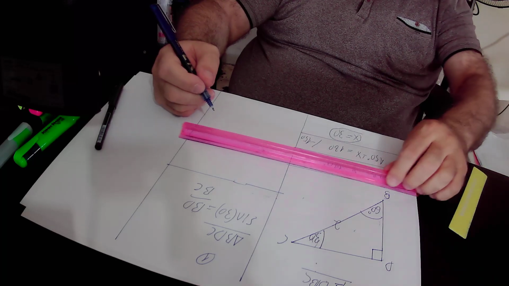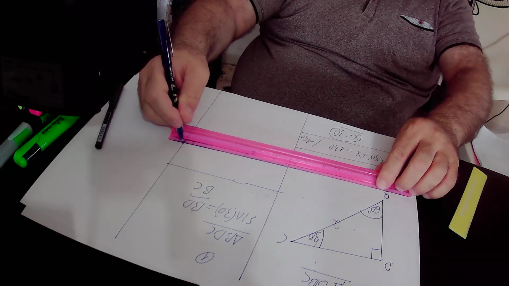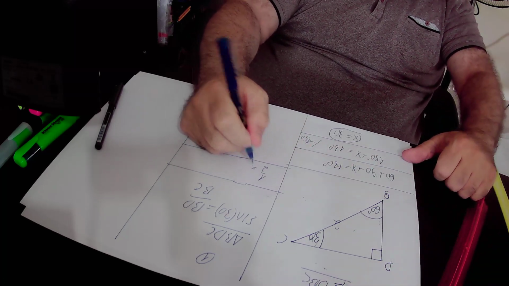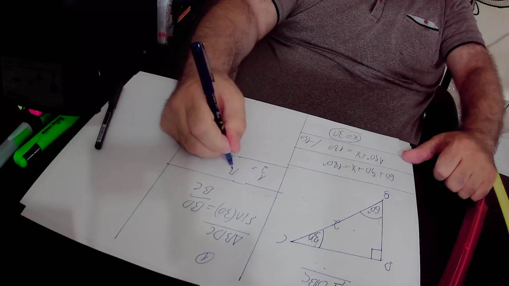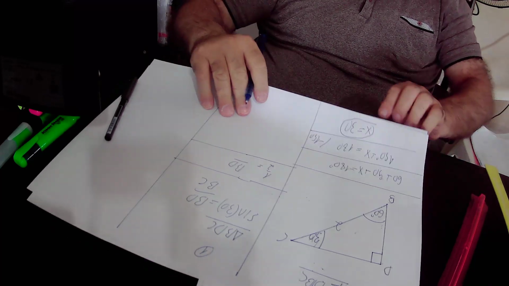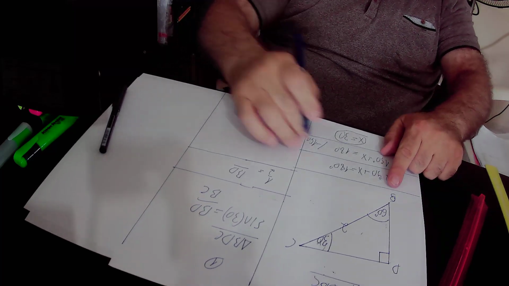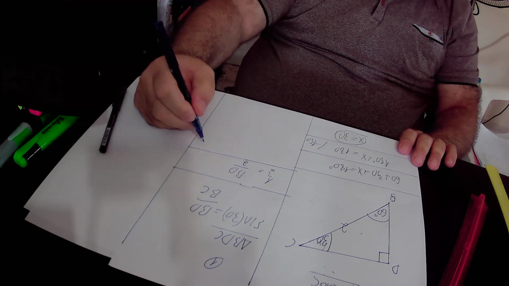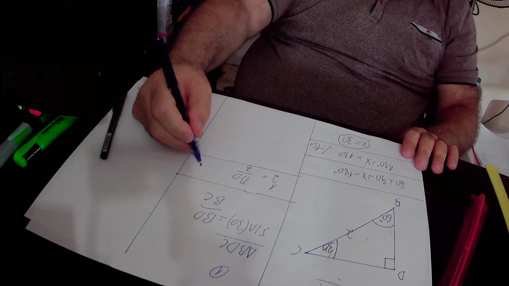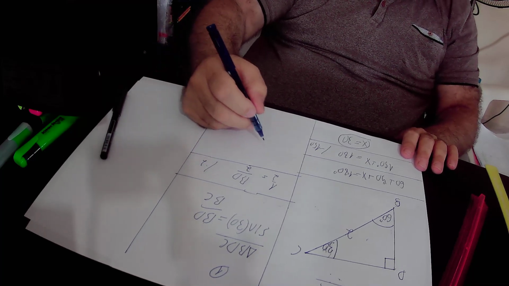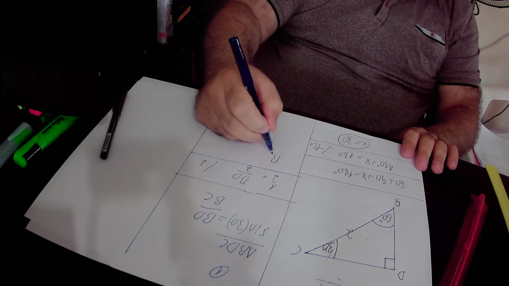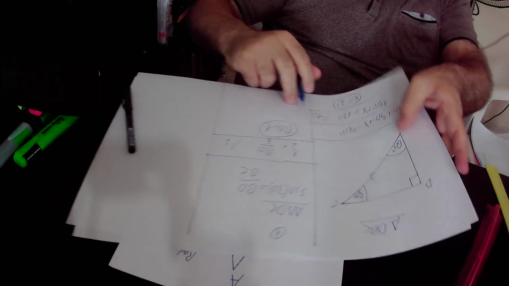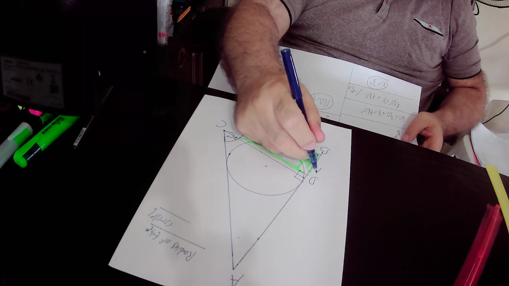Sine 30 degrees is 1/2, so we substitute sine 30 degrees by 1/2, and we get that 1/2 is equal to BD over BC. But BC equals 2 units according to what is given, so we substitute BC by 2. Here we multiply this equation by 2 and we get that BD is equal to 1 unit. So we found out that BD equals 1 unit.